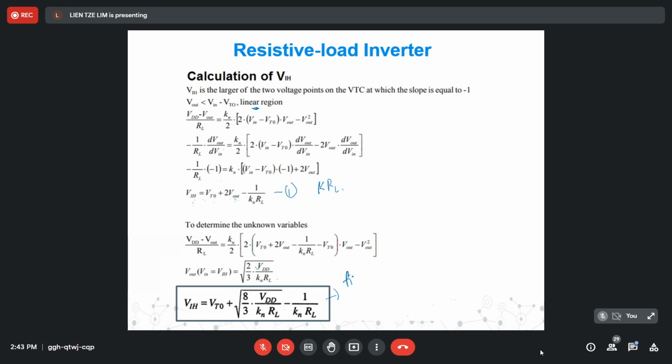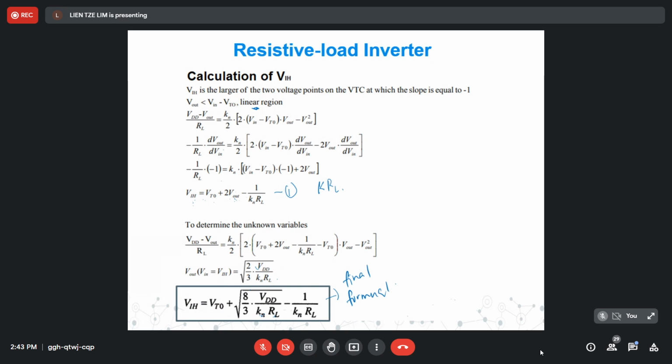Okay, final formula, with Kn and RL. Some of the questions will give Kn and RL, but not the V out. So you need to use this formula. And if some of the questions do not give that but give V out, then you have to use this other one. But normally Kn will be given.